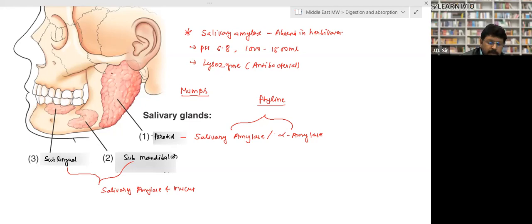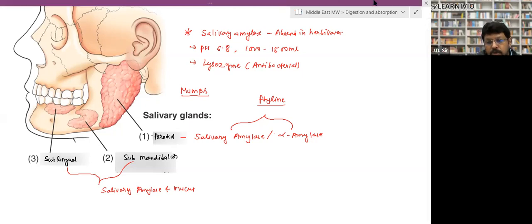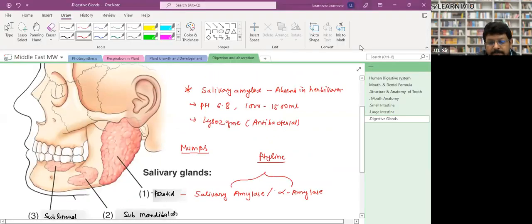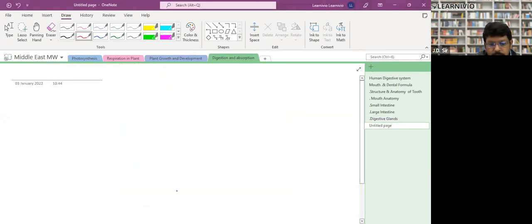Now, put the next heading, that is gastric gland. It means they are found in our stomach. So the next heading is gastric glands.